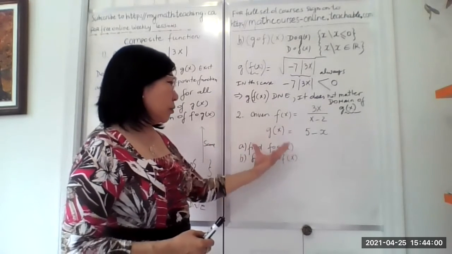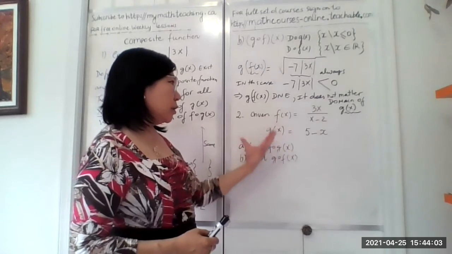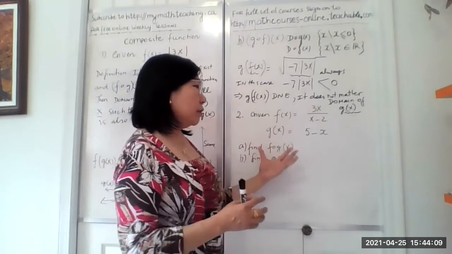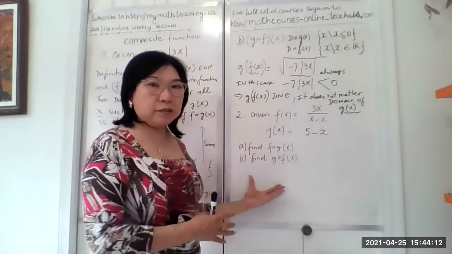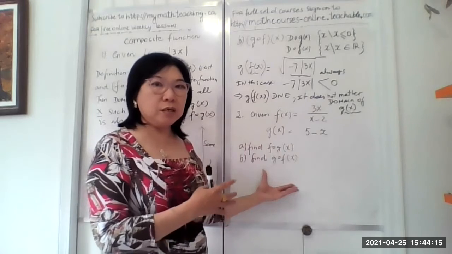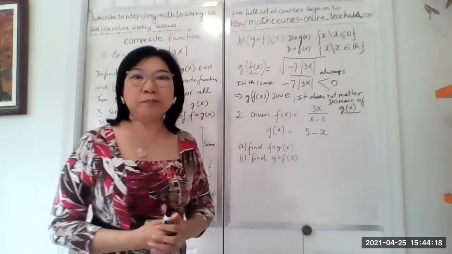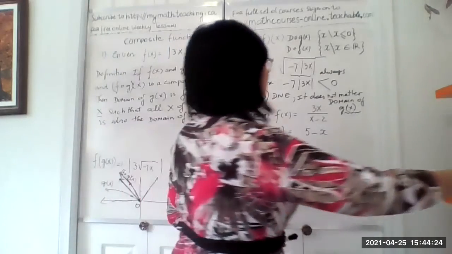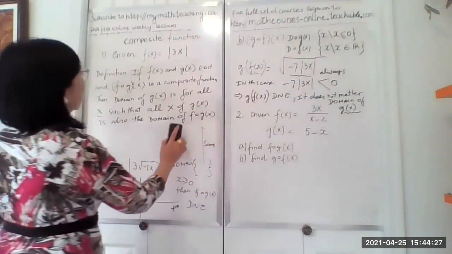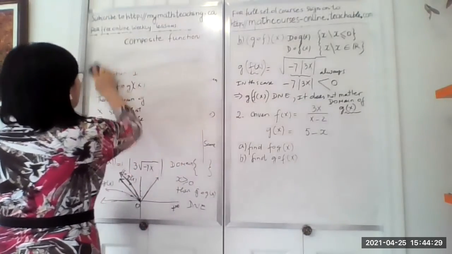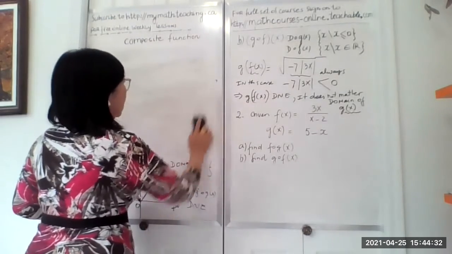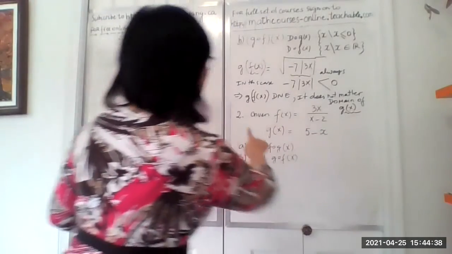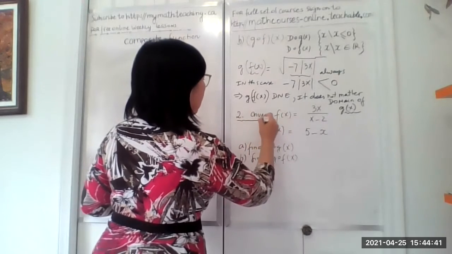So from now on, when we do the composite function, we will restrict the domain of the inner function, and we will state the restriction of the domain of our composite function. So let's do question 2 here, and you will see how we're going to do this. Let me show you how we do question 2 here.